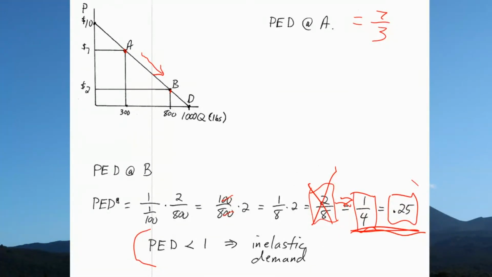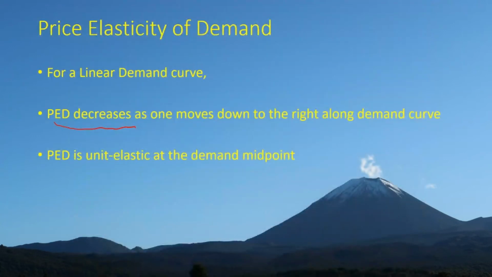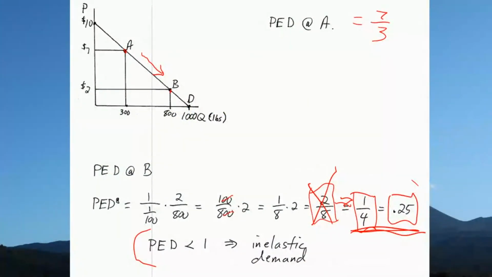And that's going to be true. You could calculate other points along that demand curve. You're going to find the value continues to fall as you move from left to right along the demand curve. It's going to turn out that the price elasticity of demand is unit elastic, equal to 1, at the midpoint of the demand curve. Okay, so if we go back to this demand curve and say, well, okay, where's the midpoint? The midpoint is going to be at 500 units quantity, and it's going to be up here at a price of 5.